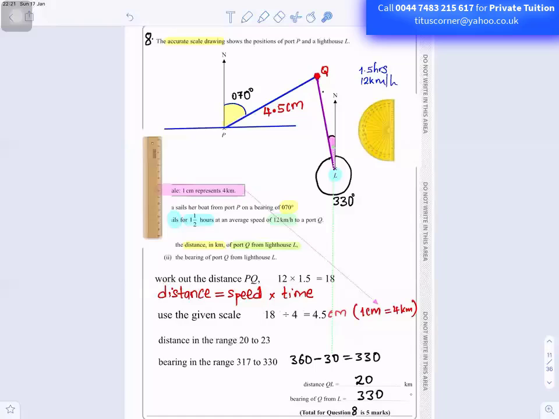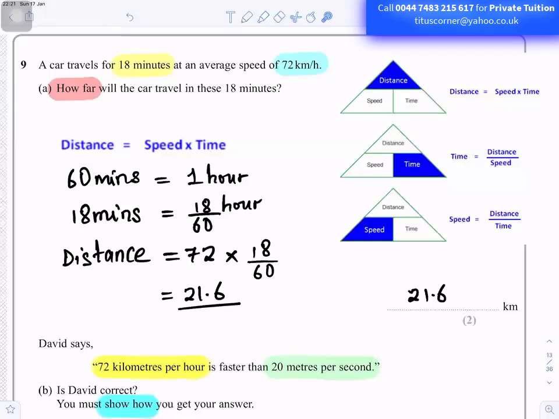So that's what you will get. You will get 330 degrees and 20 kilometers. Question number 9.